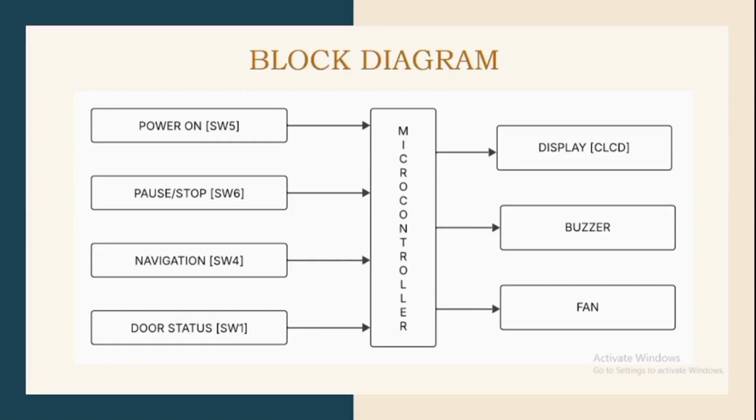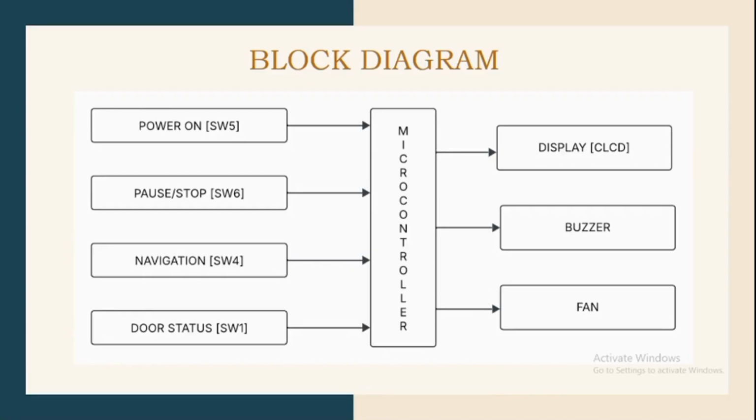And this is the slide for explaining the block diagram. This is the system's block diagram showing how every component is connected to the microcontroller. The input devices like tactile switches and keypad are connected to port B. The output devices like LCD, buzzer, and fan are connected to other ports. The microcontroller is in the center, controlling and managing all the actions.